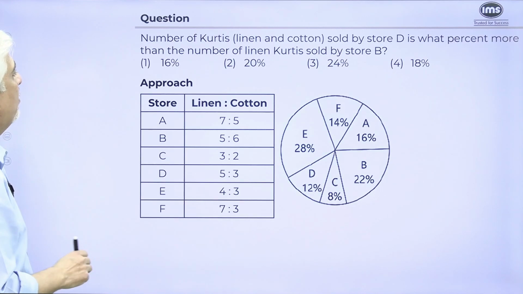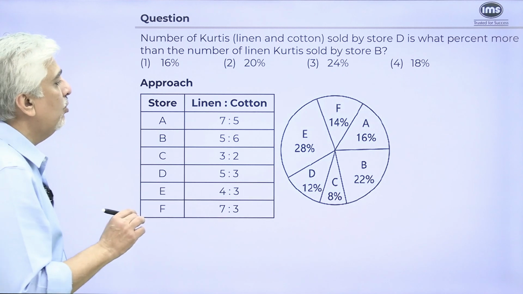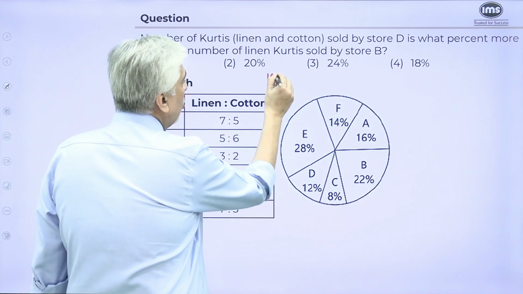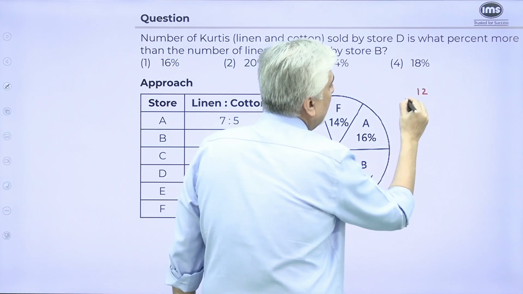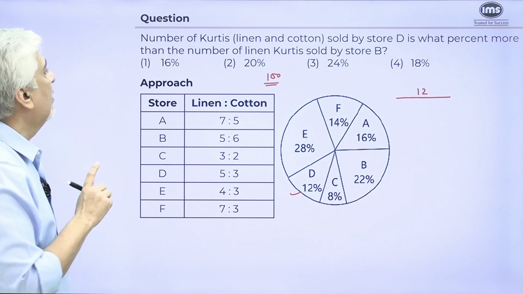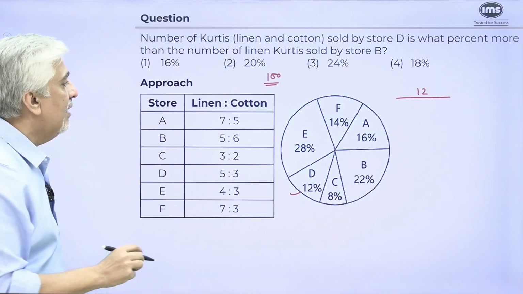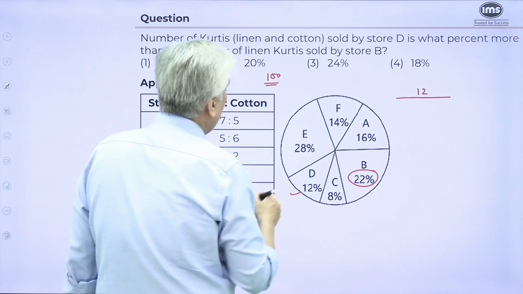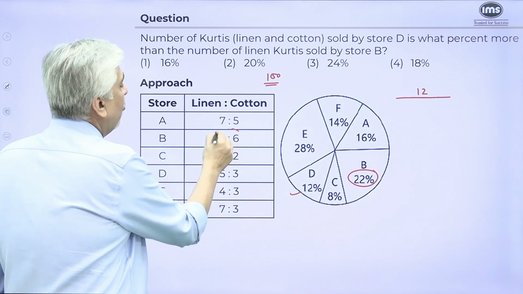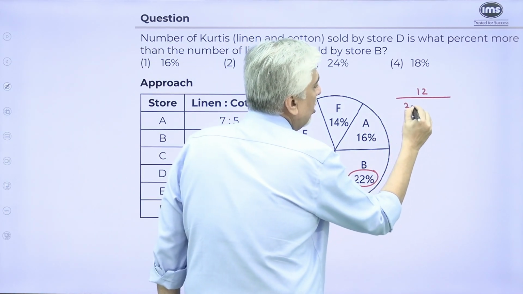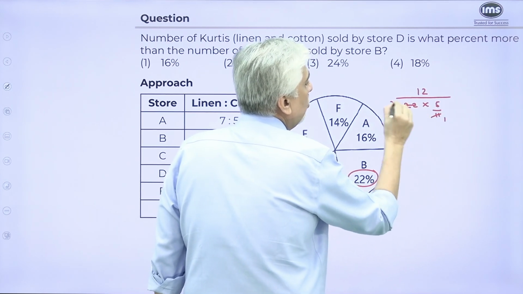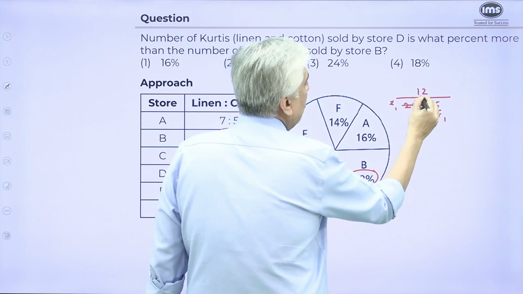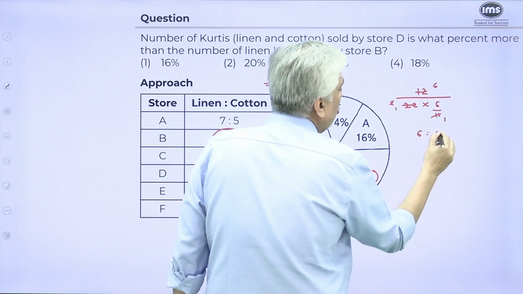Let's look at the second question. It is on similar lines. We have the same data: the number of kurtis, linen and cotton, sold by D. Again, I'm going to assume total kurtis sold as 100. D is 12%, which means 12 kurtis are sold, upon the number of linen kurtis sold by store B. Store B is 22% totally, and linen is 5 out of 11. So 22 is the total kurtis sold, out of which linen is 5 by 11. 11 will cut here: 11 ones are 11, 11 twos are 22, so 2 ones are 2, 2 sixes are 12. So the ratio is 6:5.